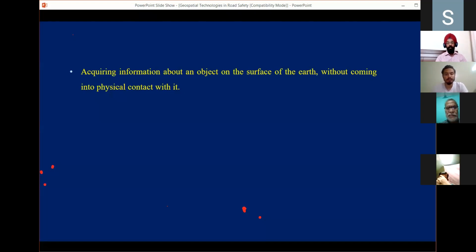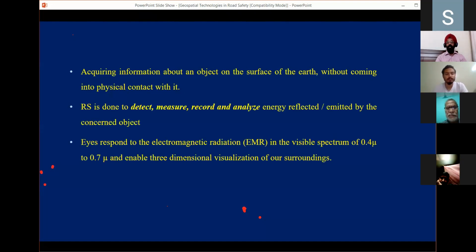But when I'm talking in technical terms, what is remote sensing? That is when I am working beyond the visible region, that is, 0.4 micrometer to 0.7 micrometer. It is done to detect, measure, record, and analyze energy reflected or emitted by the concerned object. My main emphasis on remote sensing is that this is beyond the visible region, 0.4 micrometer to 0.7 micrometer.